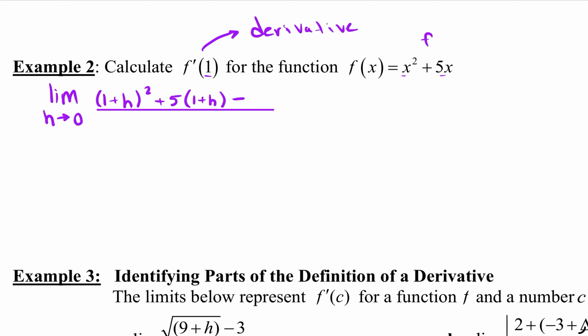So I actually need to solve real quick. What does f of 1 equal? Well, I have 1 squared plus 5. That would be, what? 1 squared is 1. 1 plus 5 is 6. So I can just plug in minus 6 right there. And then we know on the bottom we just put h.